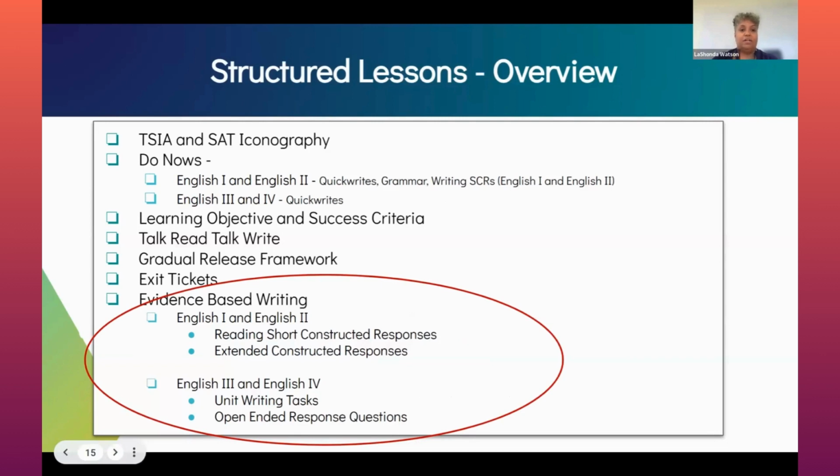and in English 4. So for English 1 and 2, the students are going to be doing reading short constructed responses and extended constructed responses that have been added by our department. And in English 3 and English 4, the students are going to be doing the unit writing task and a lot of the open-ended response questions that are included within HMH.